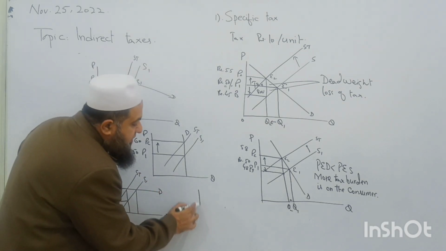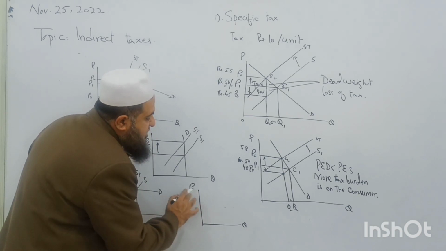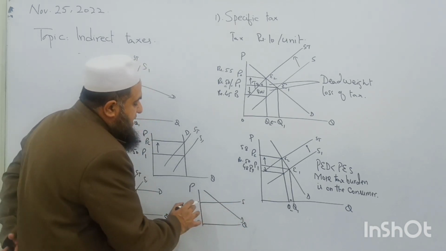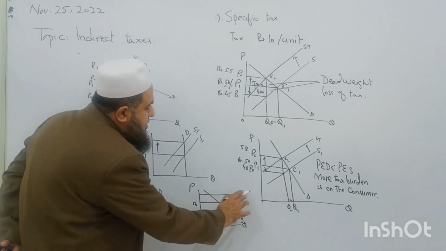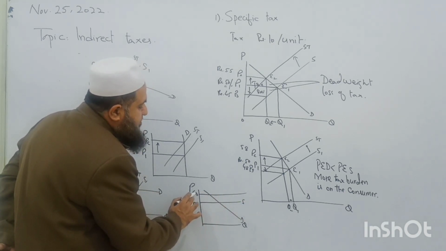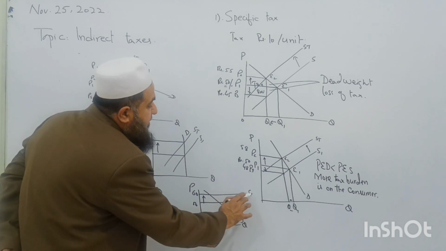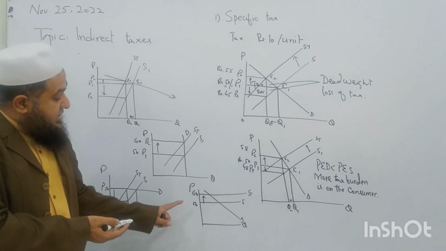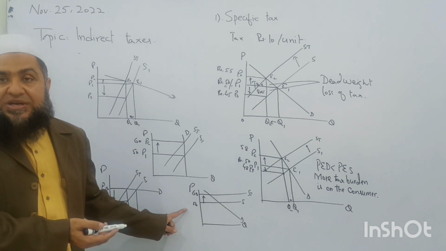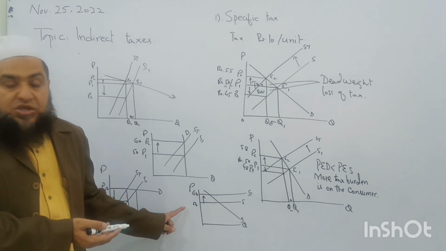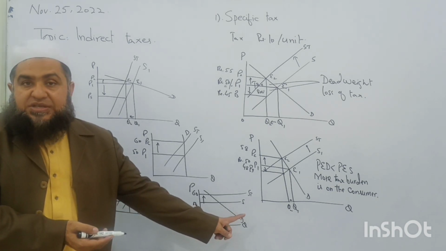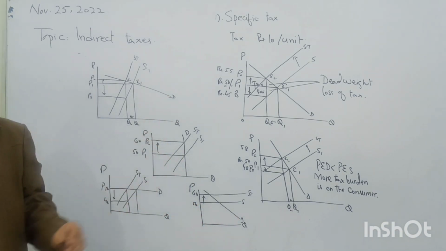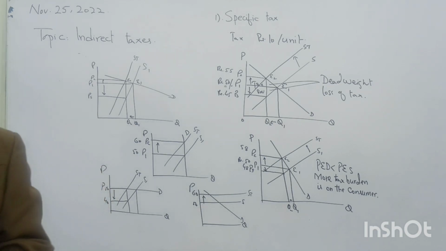So suppose supply is perfectly elastic and this is the demand curve. Now the tax is imposed. Again, the consumers will bear all the burden. The seller is receiving the same price as before the tax. Okay? So when supply is perfectly elastic or demand is perfectly inelastic, all the tax burden will be on the consumers.